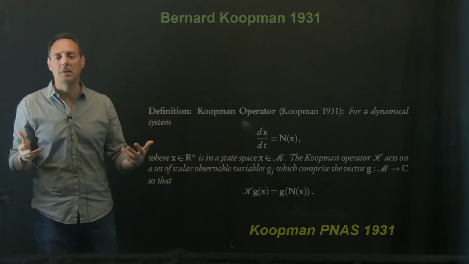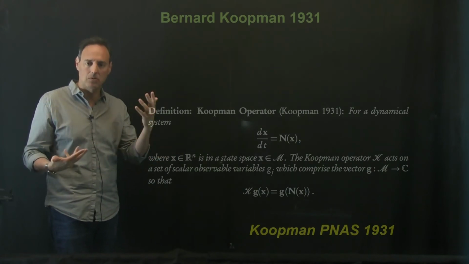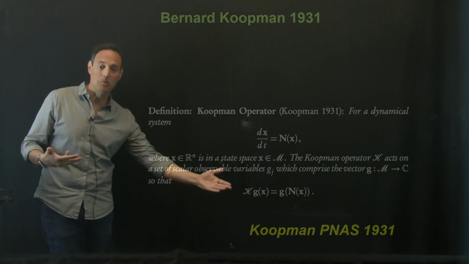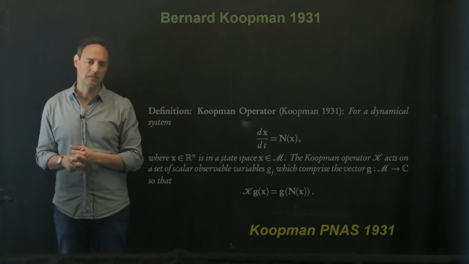Now the great thing about being in a linear system is you can write down the exact solutions to this thing. You just look at the spectral content of your operator K, which is the Koopman operator, and it tells you everything about what could happen in that space.